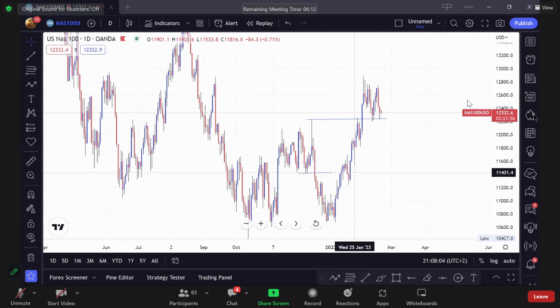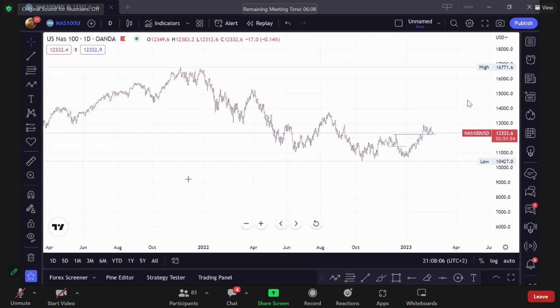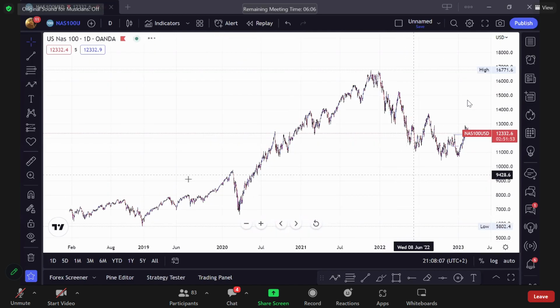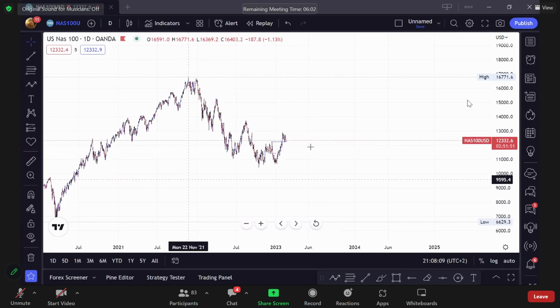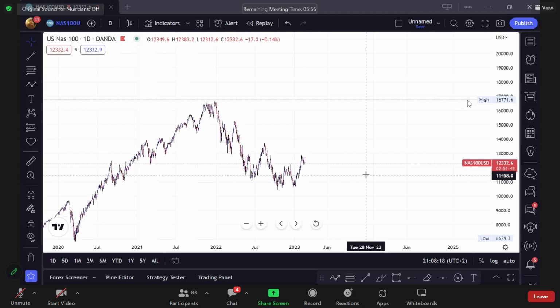But if we're looking at the overall picture, have we had a change of character? No. Bottom line, no. Bottom line, no. You agree? Bottom line, no. There is no change of character. Not yet, yes.